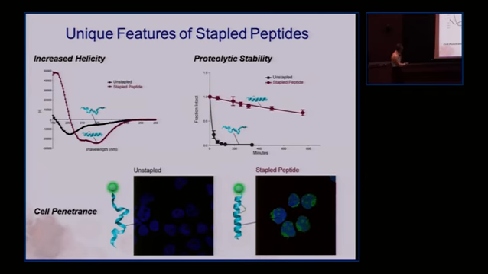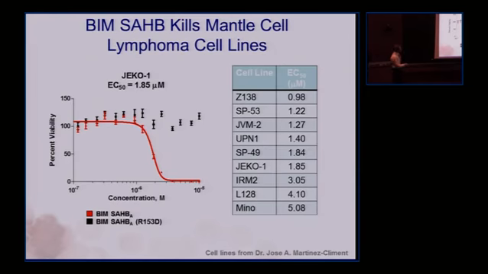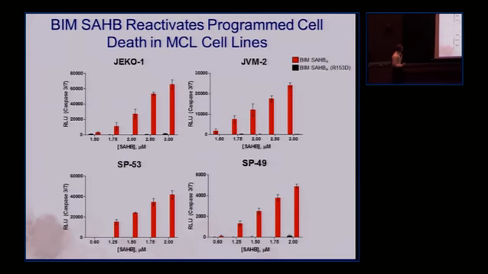And so we made a stabilized peptide corresponding to the BIM BH3 domain, as well as a point mutant that doesn't interact with its known BCL-2 targets, and treated a panel of mantle cell lymphoma cell lines. We saw a dose-dependent decrease in viability in those cells treated with the BIM-SAHB, but not the point mutant control, with EC50s in the low single-digit micromolar range. And this correlated with a concomitant increase in caspase 3/7 activation, again only by the BIM-SAHB and not the point mutant control, in a dose-dependent manner in multiple of these cell lines.